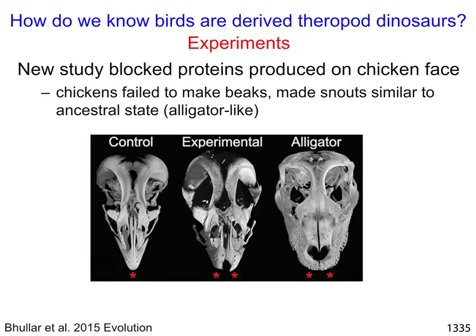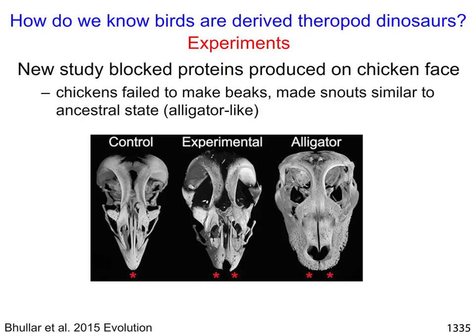Now, I'm going to admit, ethically, I'm kind of torn with what I'm going to describe to you next. The scientist in me thinks this is so cool, and the human in me, well, it's still really cool, as long as the animals are okay. There was a study conducted not too long ago where proteins that are normally produced on a chicken's face were blocked. What ended up happening is the chickens failed to make beaks, and instead they made snouts that are similar to the ancestral state, otherwise known as alligator-like.